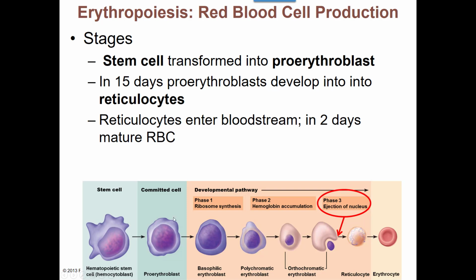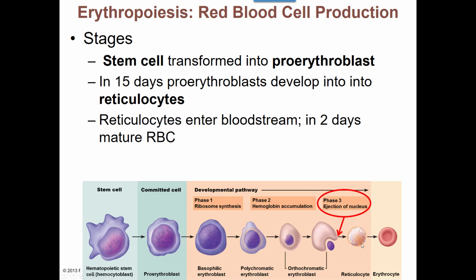In 15-ish days, about 2 weeks, they're going to develop into what are known as reticulocytes. There are several phases, several stages that it has to go through before it becomes a reticulocyte. It first has to accumulate a lot of ribosomes, then it starts to accumulate a lot of hemoglobin, then it will get rid of its nucleus. So it did have a nucleus at one point, then it spits it out, and then it becomes this reticulocyte where it's got lots of hemoglobin, it did have lots of ribosomes, and it got rid of its nucleus.